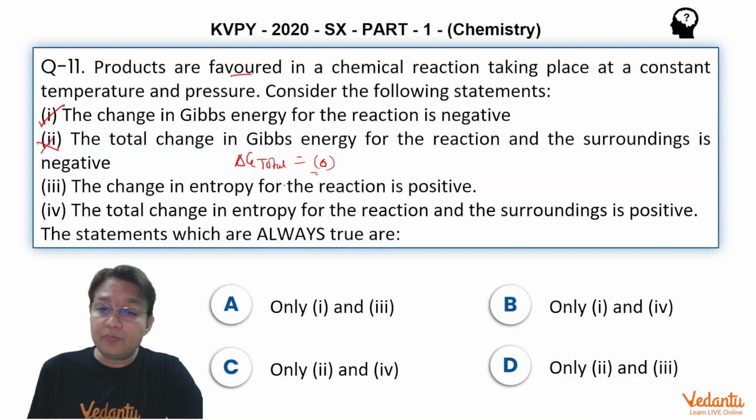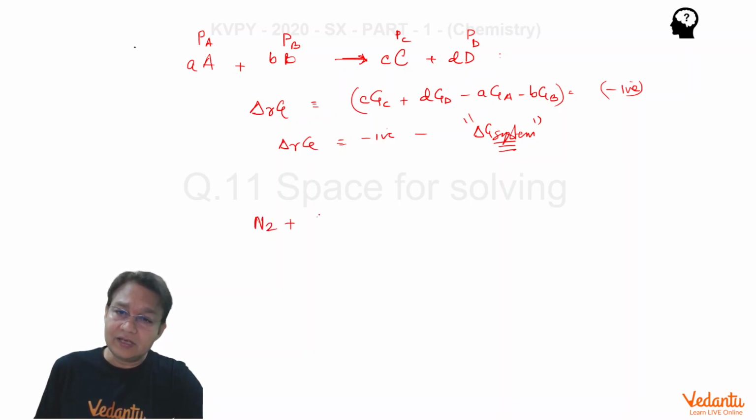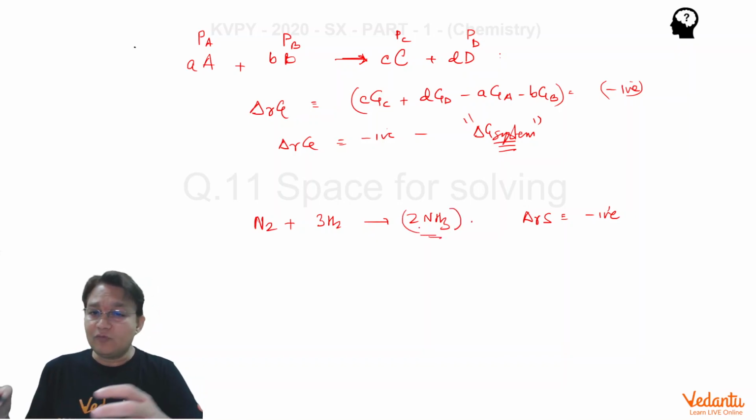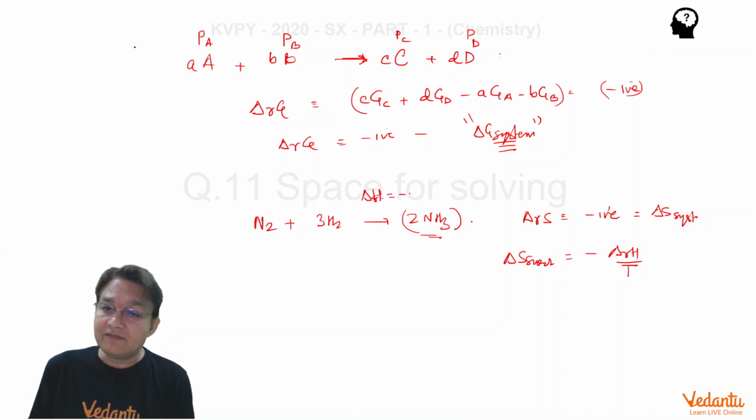Third is the entropy: change in entropy of the reaction is positive. We could not say that the change in entropy of the reaction is positive. The reason is this. Suppose we take the reaction N2 plus 3H2 changing into 2NH3. Under certain situations, the delta rS of this process could be negative. Fewer moles of gas are forming from more moles of gas, so delta S can be negative. But this delta rS is basically delta S system. In the same reaction, delta S surrounding is equal to minus delta rH by T. Suppose this reaction is exothermic. If delta rH is negative, that means this quantity is positive.